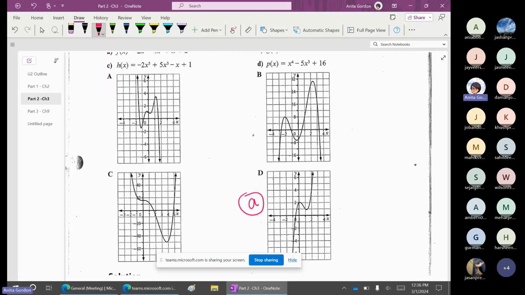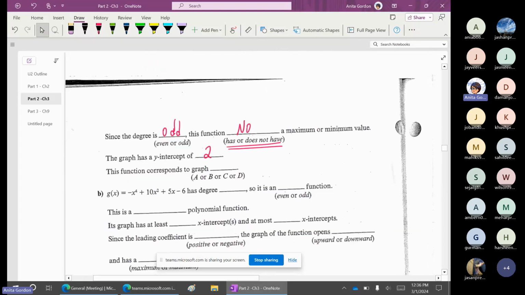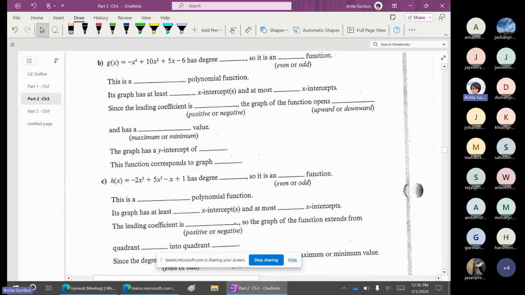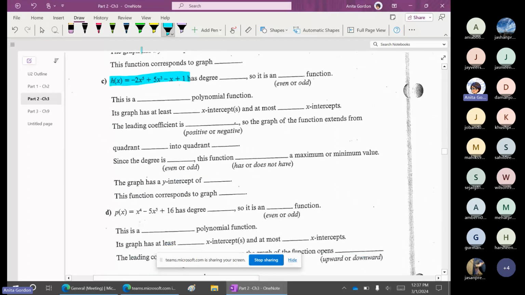I want you to take a moment with the people sitting next to you without looking at the picture. I want you to analyze the next 3 equations, answer the questions. Once you have them analyzed, go back to the pictures and match them up.